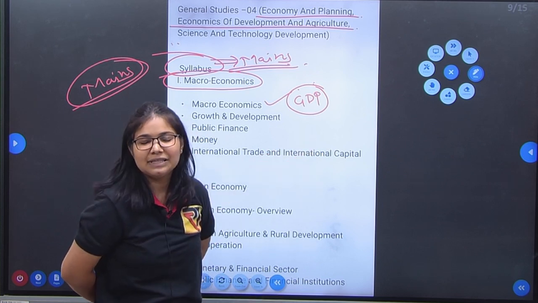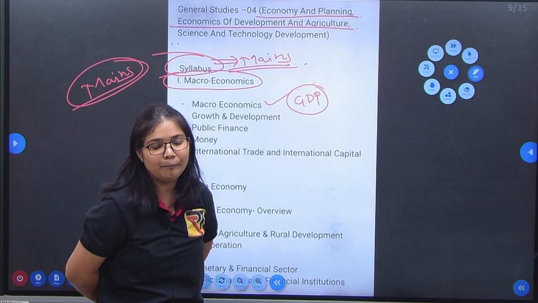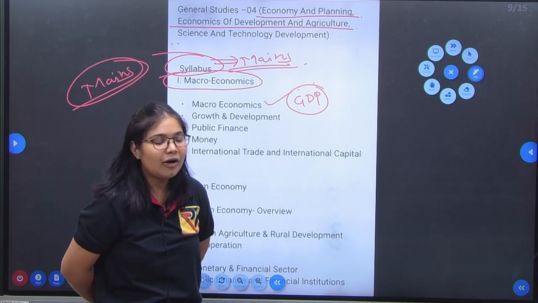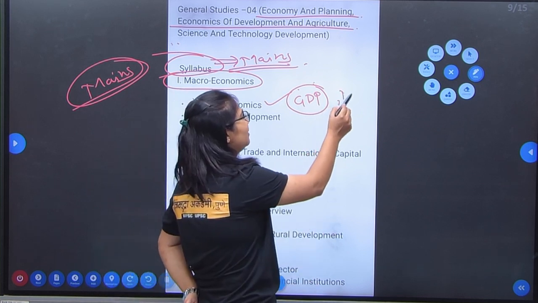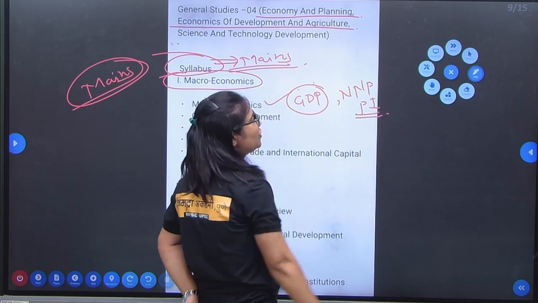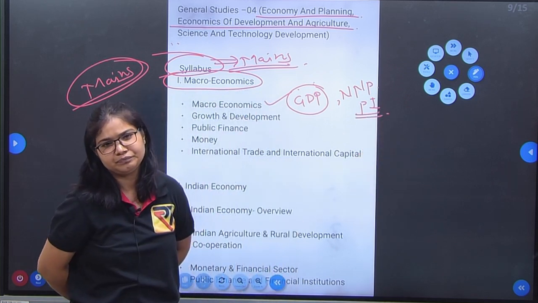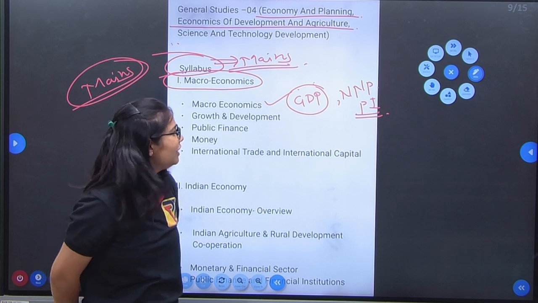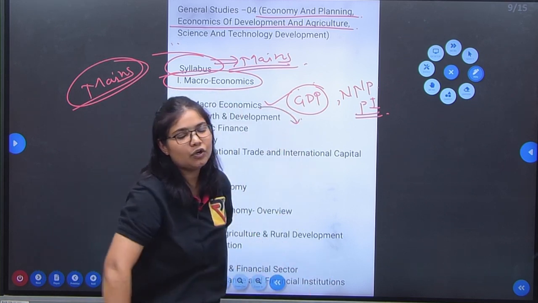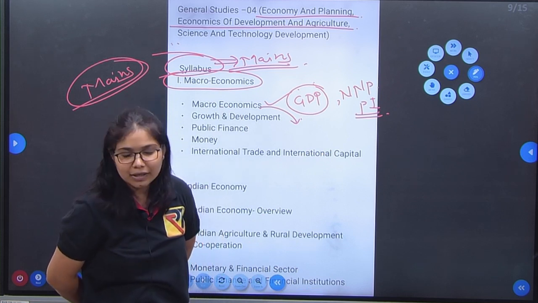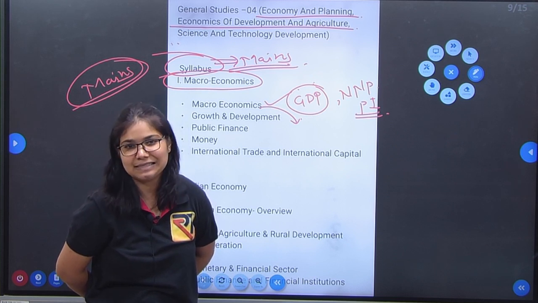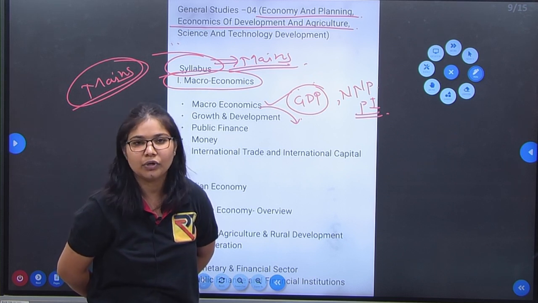GDP, GNP are the basic concepts dealt with in the GS4 syllabus. After that, NNP, personal income. These are the different concepts being dealt with. After that, we will discuss the concept of employment, unemployment, and the different types of unemployment, etc. These are the sections of economics.